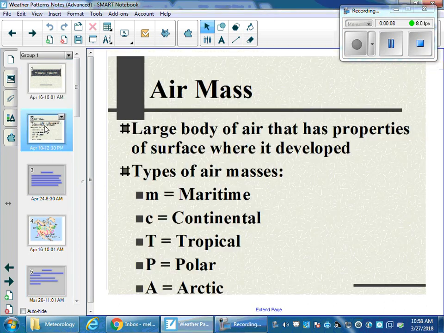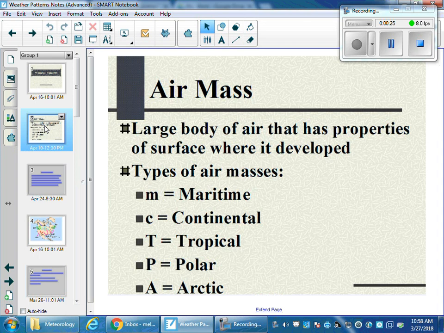The first thing we're going to start with is talking about air masses. So an air mass is a large body of air, and it has properties of the surface where it developed. So there are some different types of air masses, and depending on where those are formed, you're going to get some different information about them.